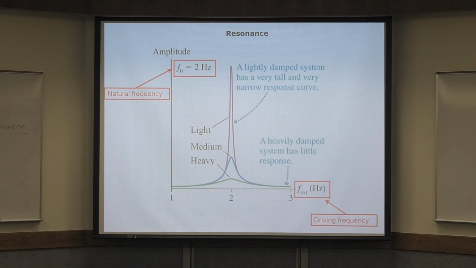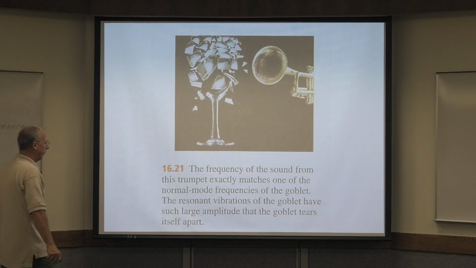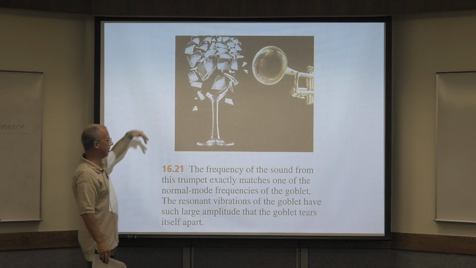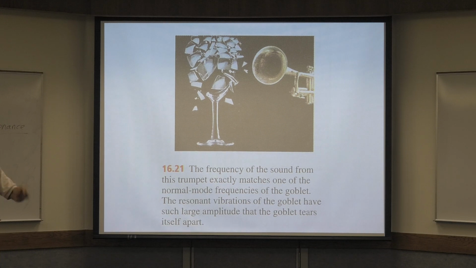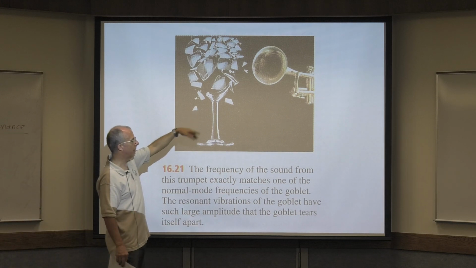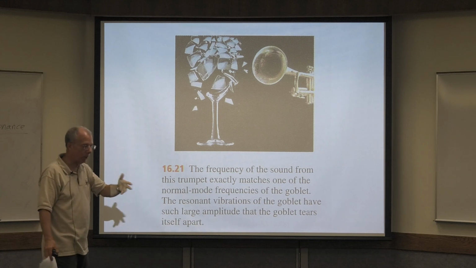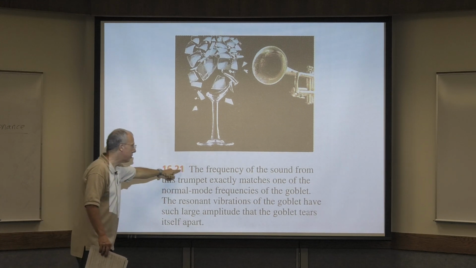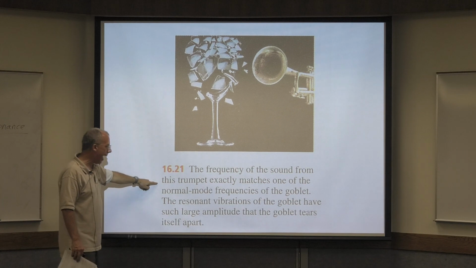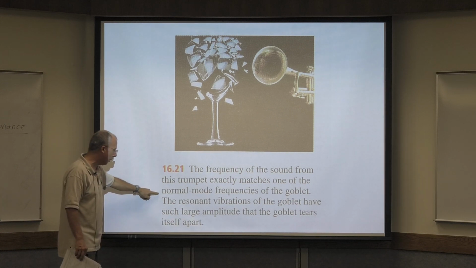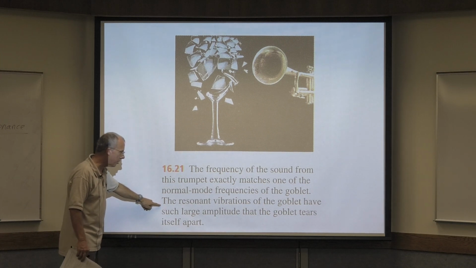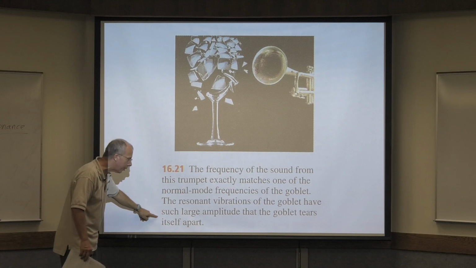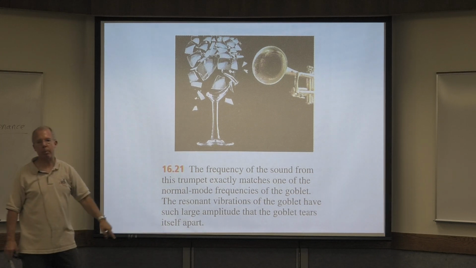Now, I still haven't answered the question, why do we care? So here's why we care. Okay. So here's a glass. Well, the molecules in the glass move around, right? They have a natural frequency. Okay, so there's a horn or something. Music, that's the driven frequency. So the frequency of the sound from the trumpet exactly matches one of the normal mode frequencies, the natural frequency of the goblet. The resonant vibrations of the goblet have such large amplitude that the goblet tears itself apart.